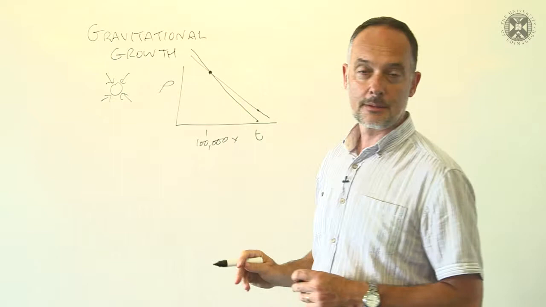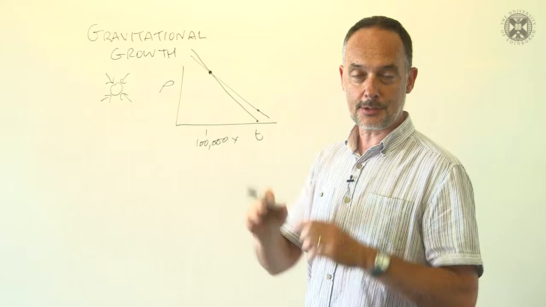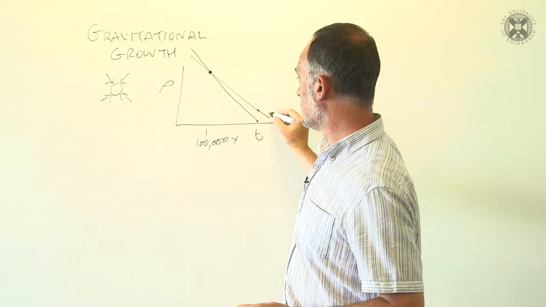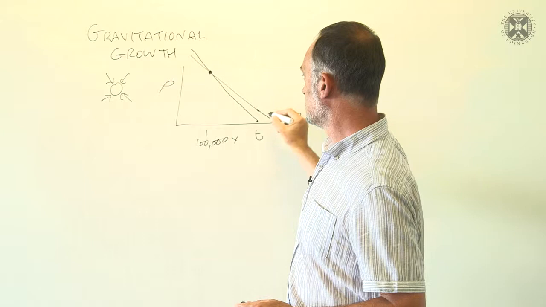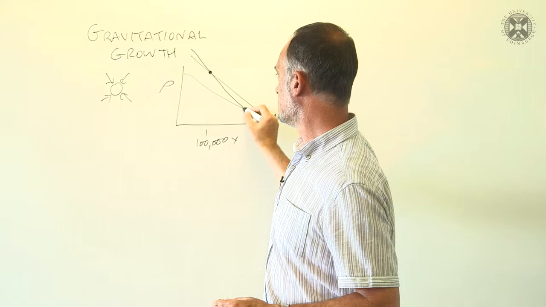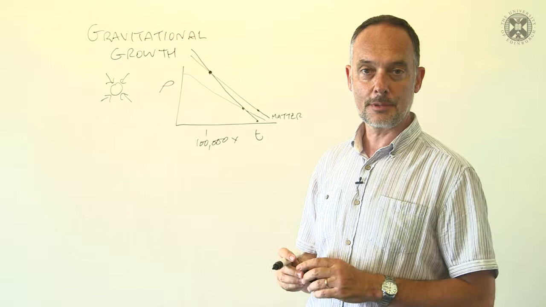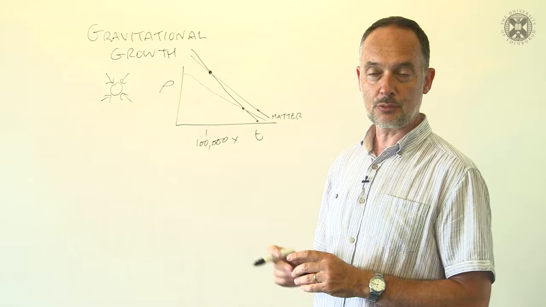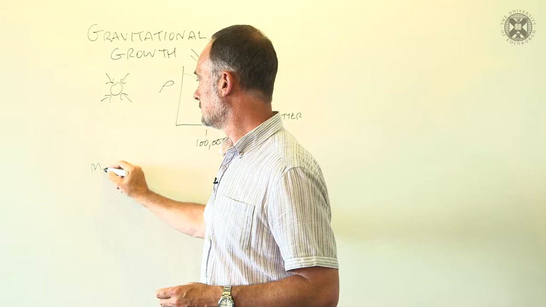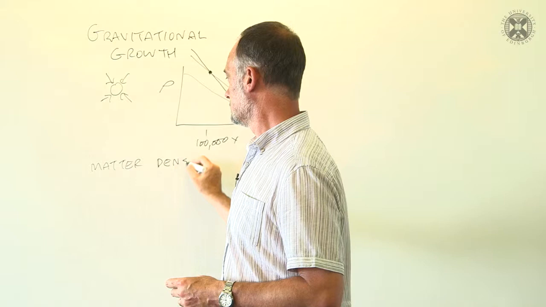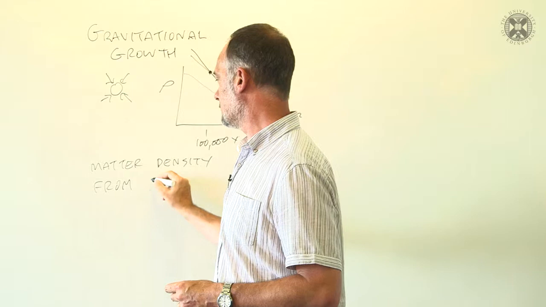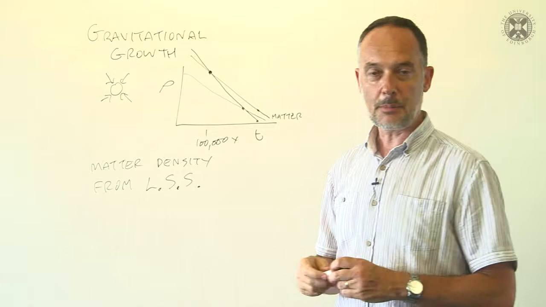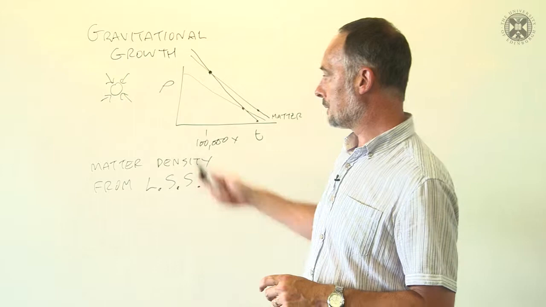One can see the time that this occurred in the detailed properties of the fluctuations that the galaxies obey in space. And also, if we change the amount of matter, make it less, that transition occurs at a later time, and so the corresponding length scale, speed of light times the time, would be larger. So we find written in the sky some information about the matter density from the so-called large-scale structure. So by mapping the three-dimensional distribution of galaxies, we're able to infer the density of the universe.